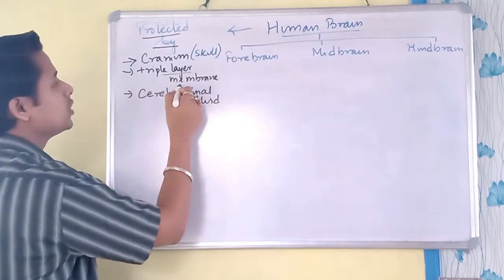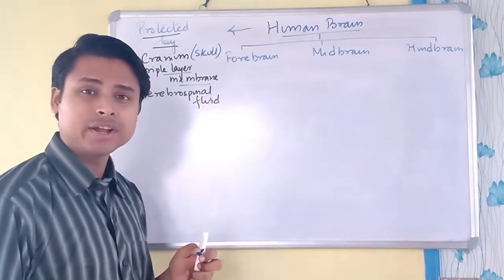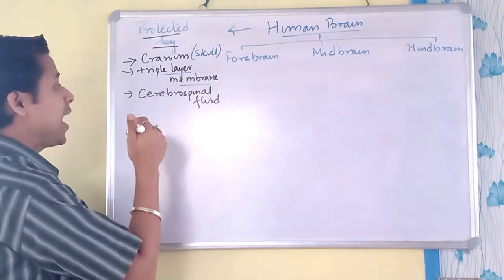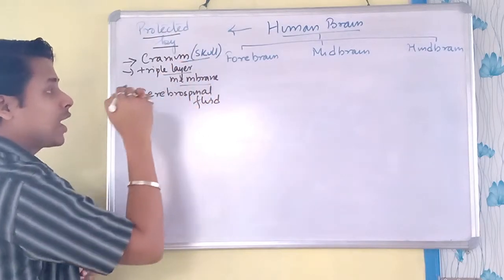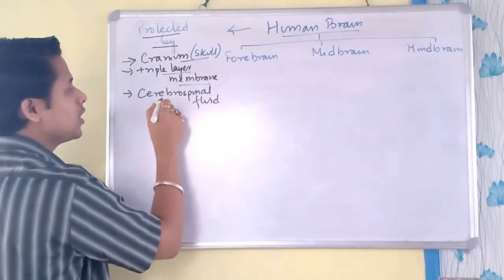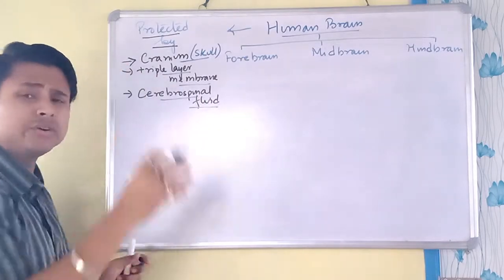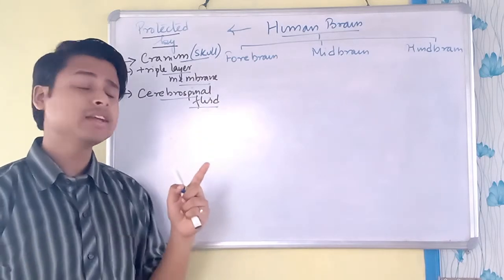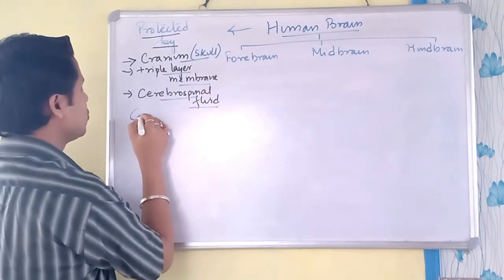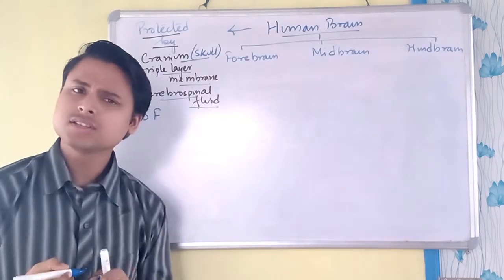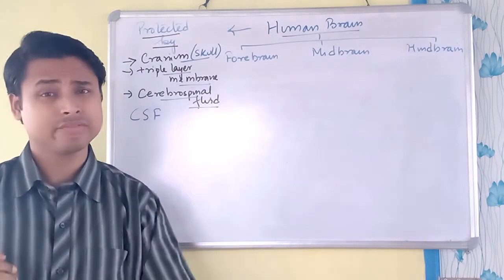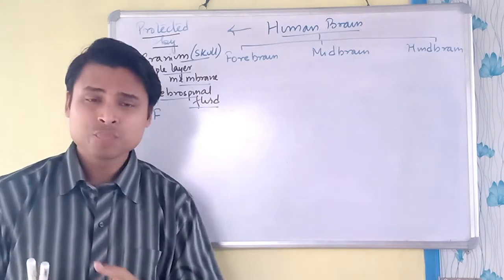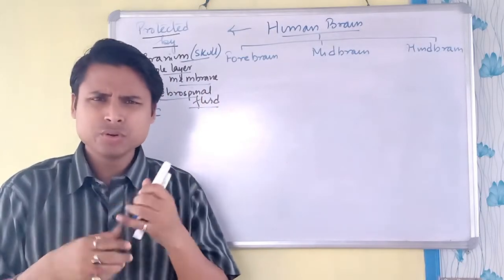Then the brain has a three-layer membrane, which is also protecting the brain. And between the skull and the brain's membrane, there is a fluid present. This fluid is called cerebrospinal fluid, in short known as CSF. So cerebrospinal fluid is also protecting the brain. How? In this gap, this fluid is present.